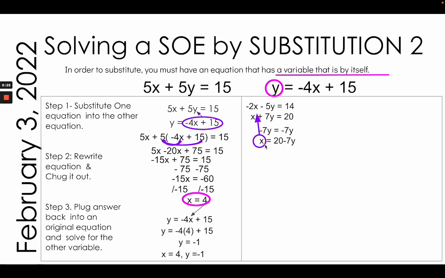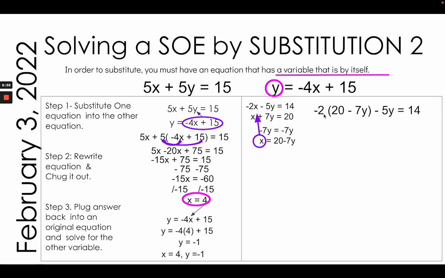So we're going to take this equation, plug it into the other x. And again, we chose this x because this is already equal to x. It's the variable that is by itself. Okay, let's rewrite it. We have negative 2, but instead of x, we're going to put 20 minus 7y. Continue it. Minus 5y equals 14. So we're just simplifying this equation after we substitute it.